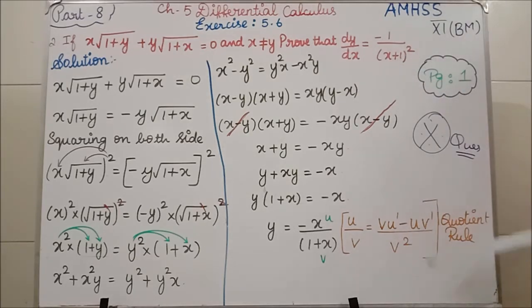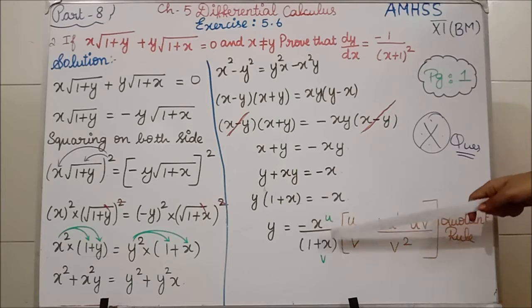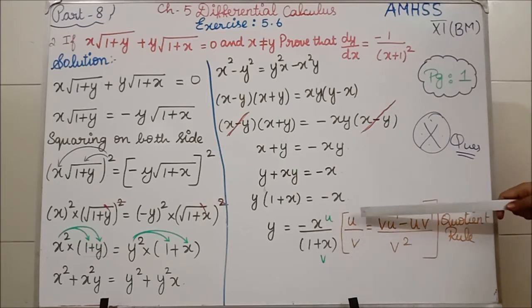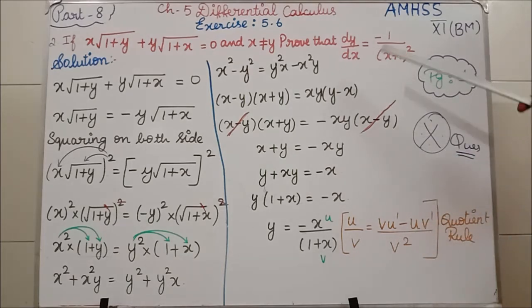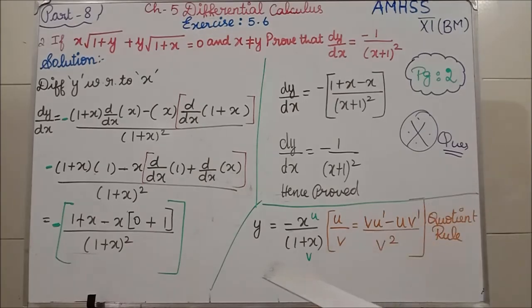Clear, students? Now if you see, it is in what form? Quotient rule form. Quotient rule means what is the formula? u by v is equal to (v u dash minus u v dash) divided by v square is the quotient rule. We have to apply the quotient rule and bring the answer to this. Then only this problem is over. The remaining problem we'll see on page number 2. On page number 1, this is our last step.